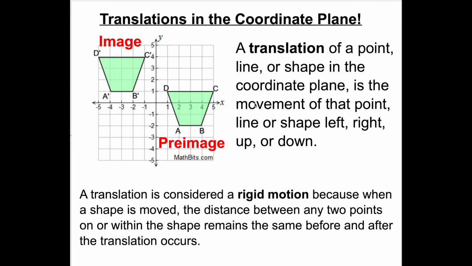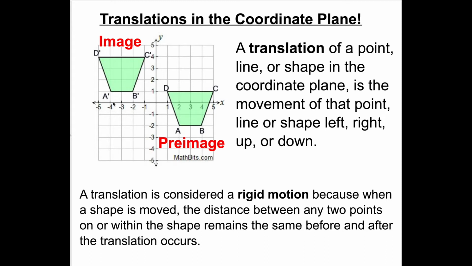So if you look at this trapezoid here, starting at the pre-image, which is what we have before any translation occurs, to the image, which is the final form after that translation occurs, we've moved both up and left. Now, a translation is considered a rigid motion, and that's because when the shape is moved, the distance between any 2 points, either on or within the shape, remains the same both before and after that translation occurs. For example, the distance between C and D is 4 before and after we do the translation, and that is what you call a rigid motion.